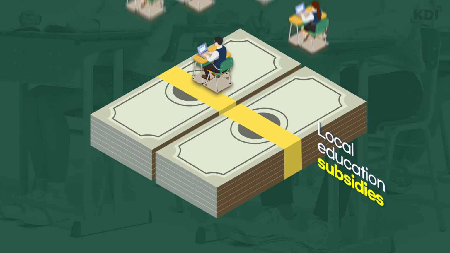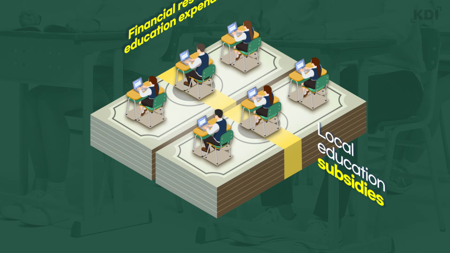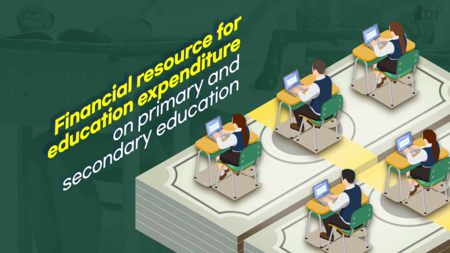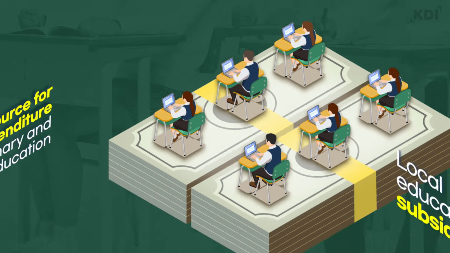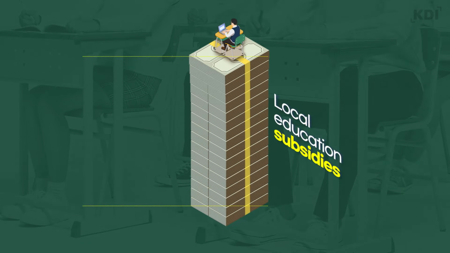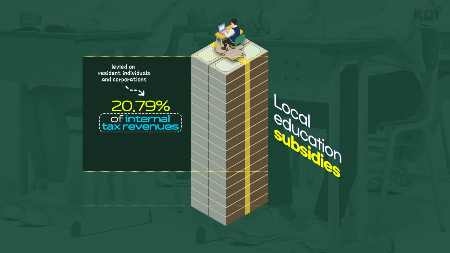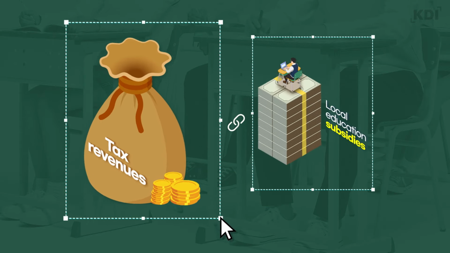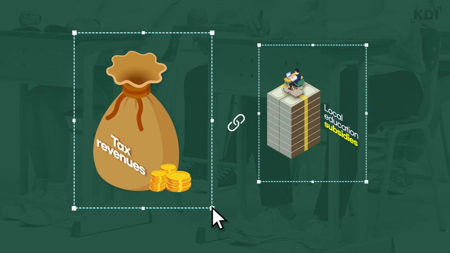Local education subsidy from central government is the financial resource for educational expenses earmarked mainly for both primary and secondary education. As the sum of about 20% of internal taxes and a portion of education tax levied on taxpayers, the size of local education subsidy increases in tandem with tax revenues.